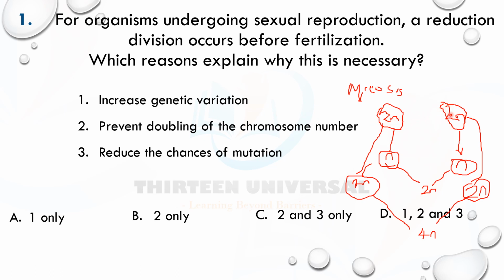So it's not to increase genetic variation. Halving chromosome number doesn't create variation. Random fusion might help, but that's not a major reason. Crossing over happens in meiosis, but that is above the AS syllabus. The major reason is preventing the doubling of chromosome number in every generation. Mutation occurs anytime, so it's not about reducing mutation. So that is the answer to 2.